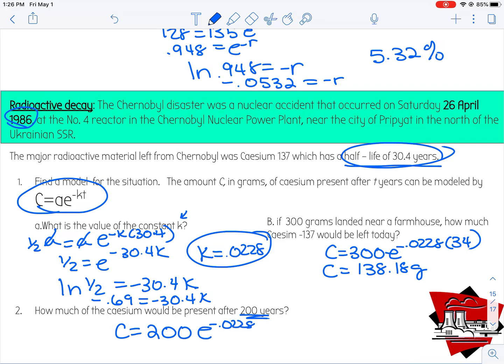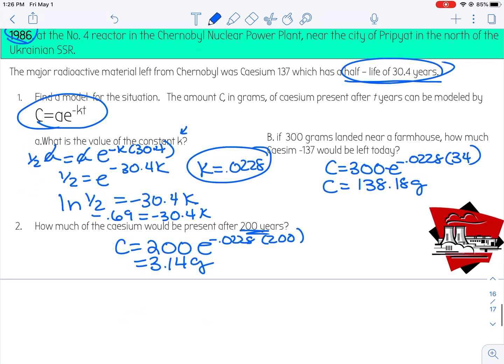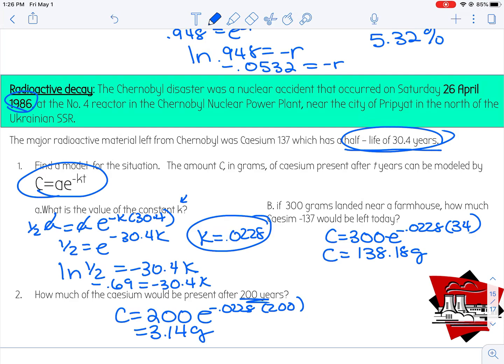How about after 200 years? So we're going to start with 200, and we'll type in 200 years, okay? So on that one, I'm getting it down to about 3.14 grams.